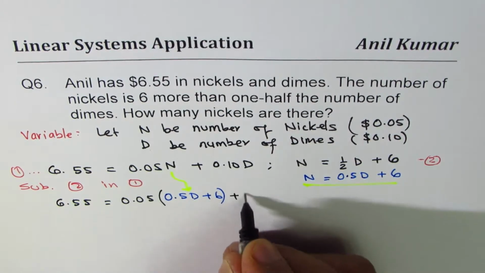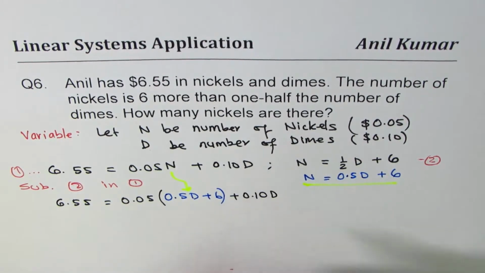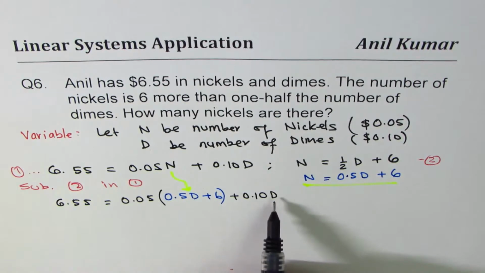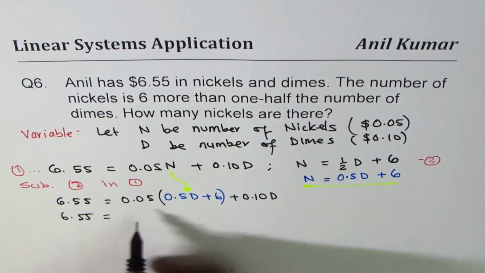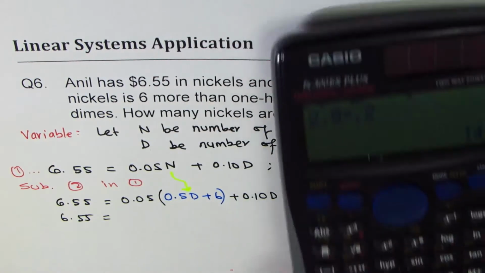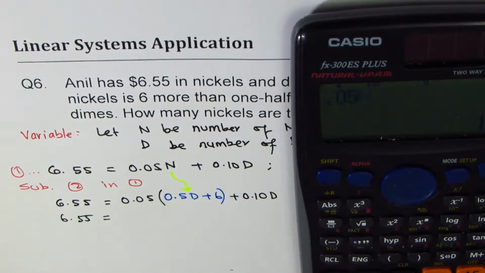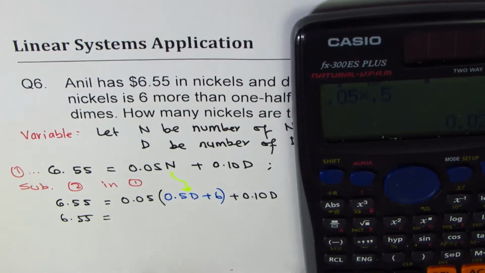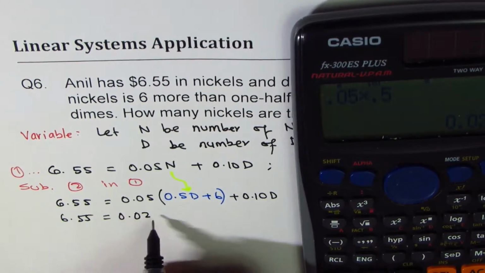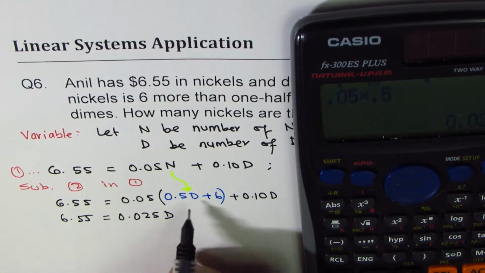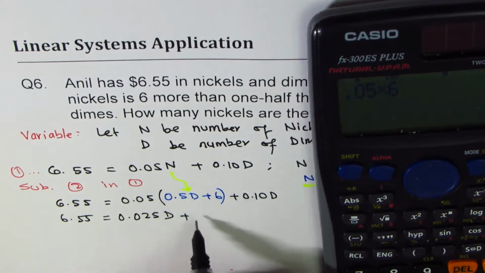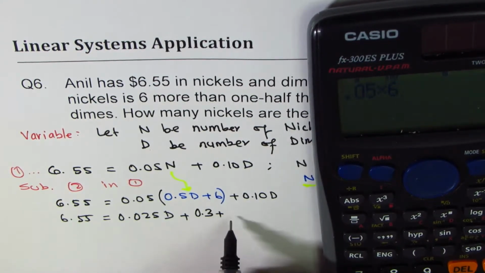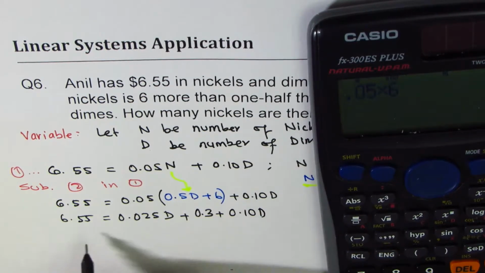Plus we have 0.10d. That becomes the equation. Now this equation is in one variable only. 6.55 equals, open the bracket, you can use a calculator, 0.05 times 0.5, which is 0.025 times d, plus 0.05 times 6, which is 0.3, plus 0.10d, right?